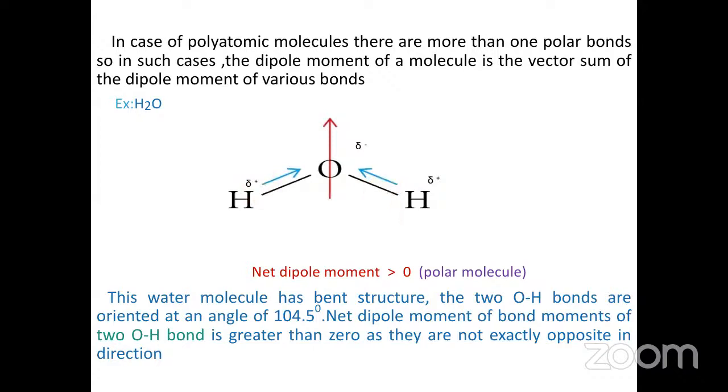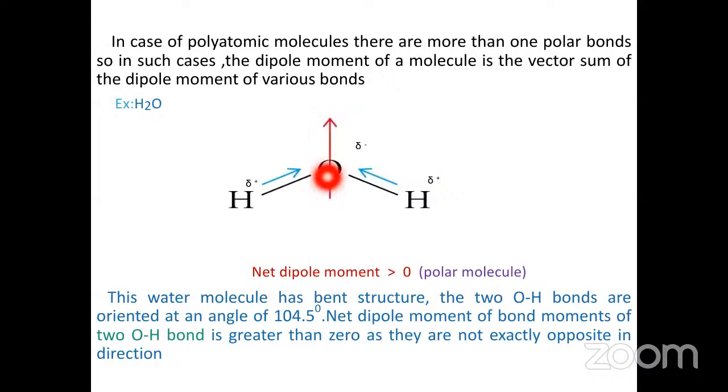Then, the water molecule has a bent structure, we know that, and the two OH bonds are oriented at an angle of 104 degrees. What is the bond angle in water? Its bond angle is 104.5 degrees. So the net dipole moment of the bond moments of the two OH bonds is greater than 0. That is because of the orbital dipole moment due to the lone pair. Water has lone pairs, we know that. That is the orbital dipole moment.